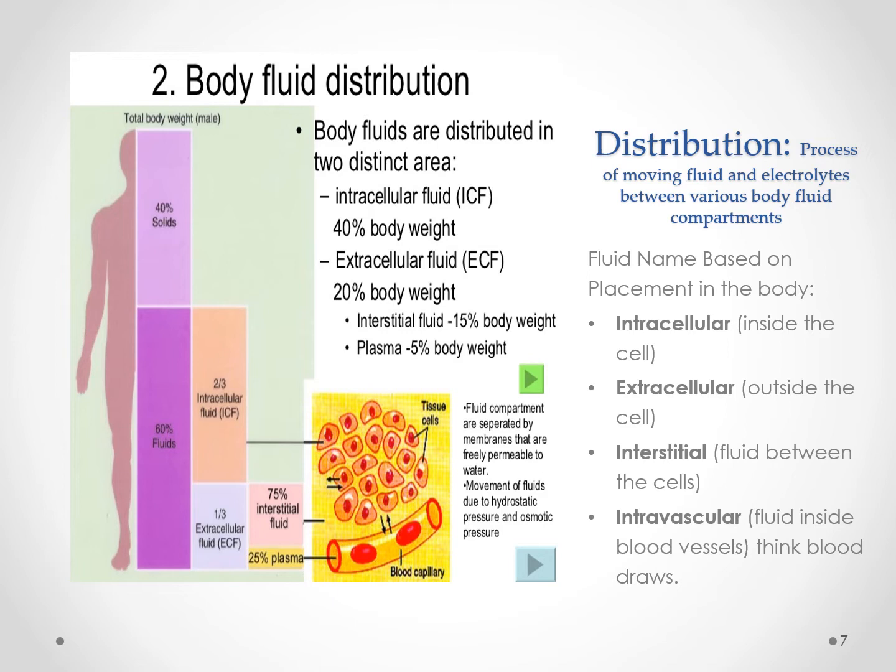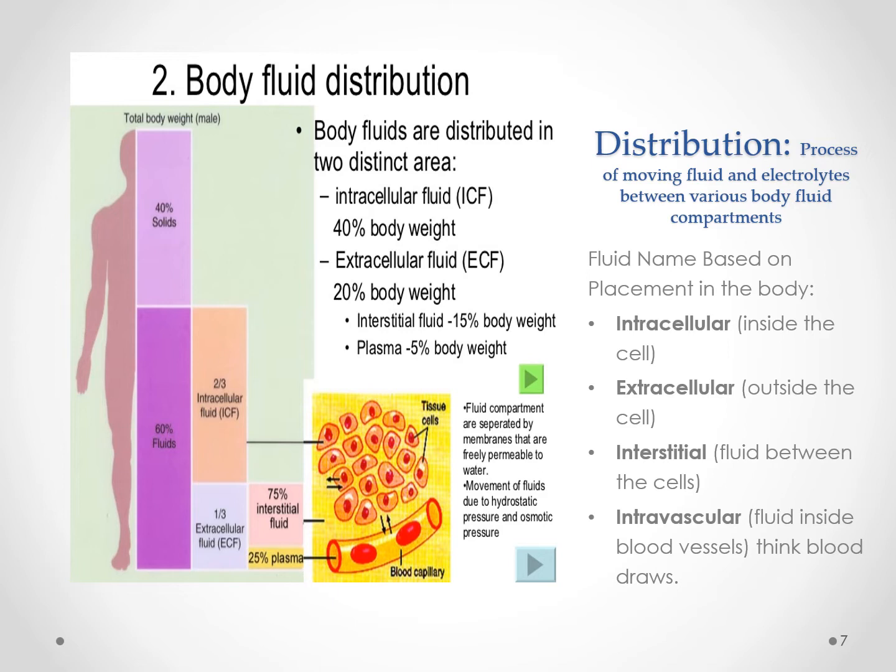Blood. Okay, so fluids are distributed in two distinct areas, and it says this right up here: intracellular and extracellular, ICF and ECF. Fluid compartments are separated by membranes that are freely permeable to water. All of these things are pretty basic, but definitely need to know. Intracellular is inside the cell, extracellular is outside the cell. Interstitial fluid is that fluid between cells.